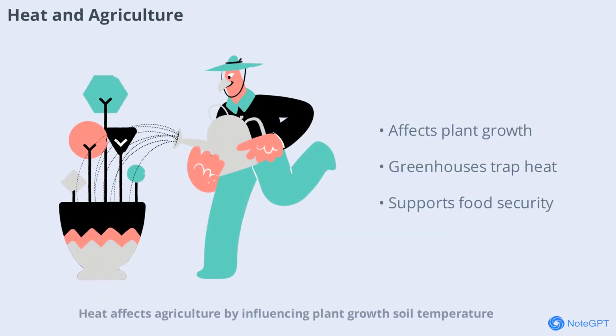Heat affects agriculture by influencing plant growth, soil temperature, and water evaporation. Farmers use greenhouses to trap heat and extend growing seasons. Understanding heat helps improve crop yields and adapt to changing climates, making it vital for food security.